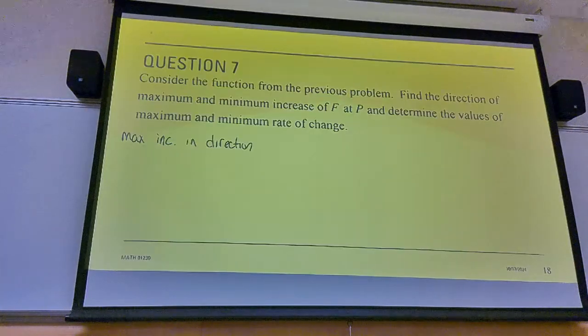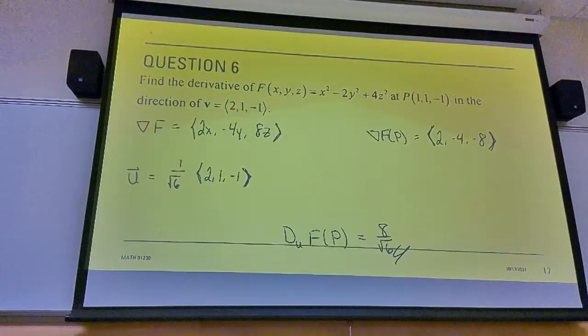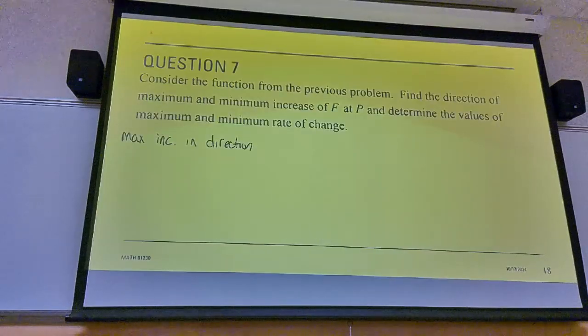So what's the direction of maximum increase from the previous function? At the same point, u is equal to 2, -4, -8. Well, that's not u, but that's the direction. And how did you determine that? The maximum is when the direction is pointed the same as del of the function. So I took the del of the function at the point.